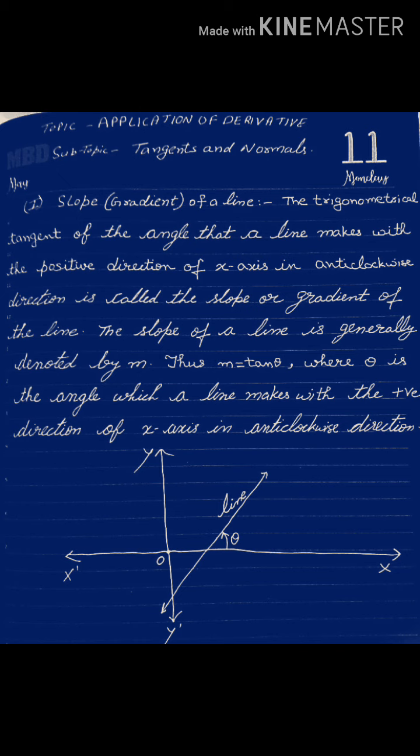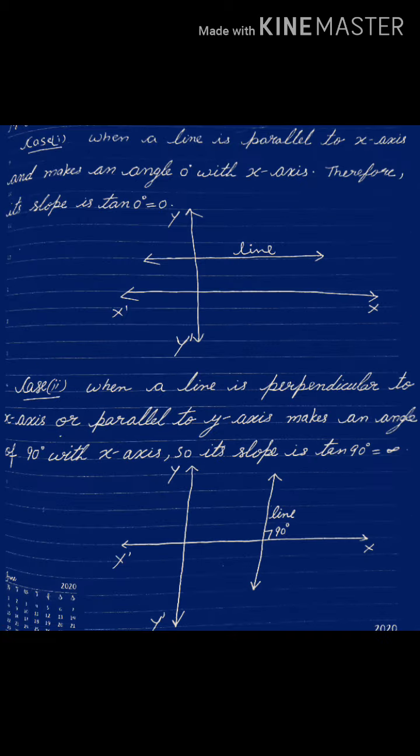When angle theta is given, then slope of a line, it is denoted by small m, and m is equal to tan of theta, where theta is the angle made by a line L with the positive direction of x-axis in anti-clockwise direction. Now further three cases arise according to angle theta.